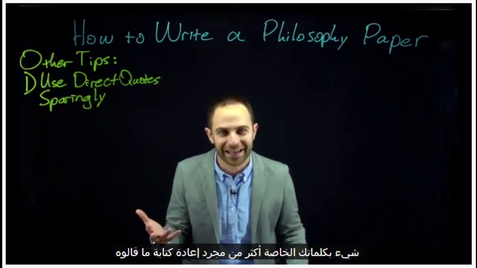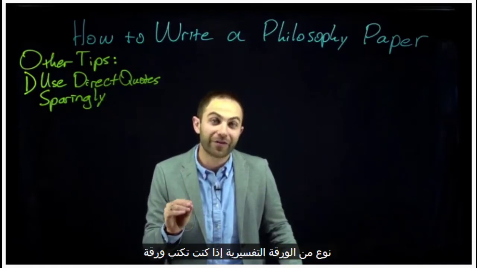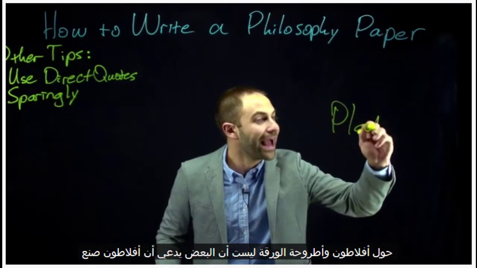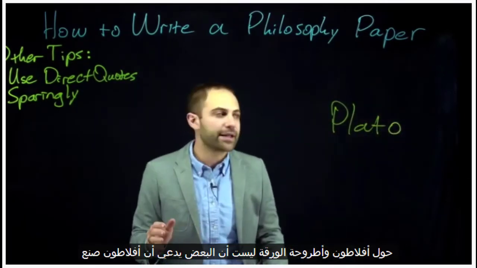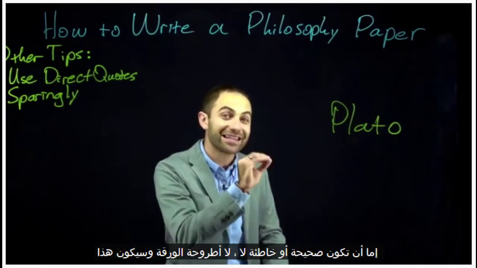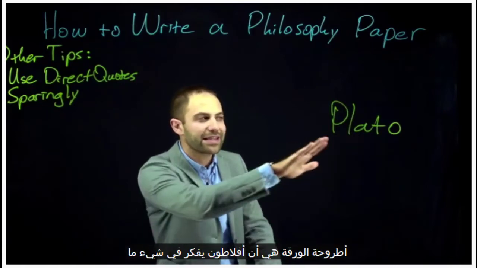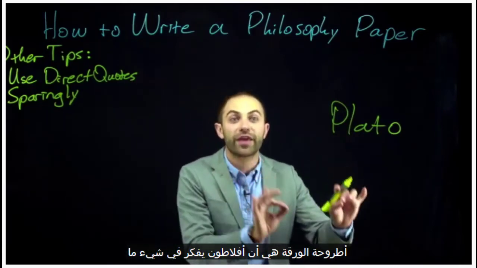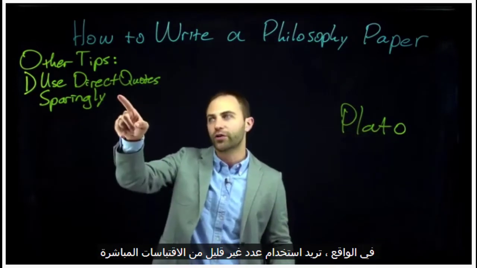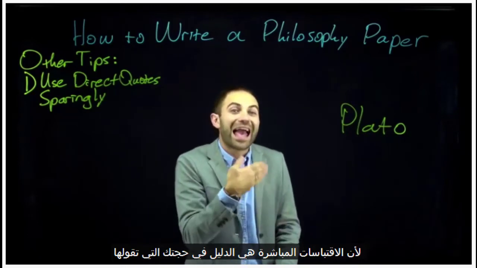retyping what they said. The one exception to this is if you are writing a sort of exegetical paper. If you're writing a paper about Plato, and the thesis of the paper is not that some claim that Plato made is either true or false. No. The thesis of the paper, and this will be rare-ish in undergraduate philosophy courses, I think, is that Plato thinks something, right? If what you're claiming is just that Plato thinks something, well, then actually you want to use quite a few direct quotes because the direct quotations are the evidence in your argument.